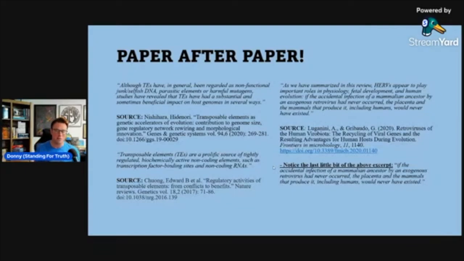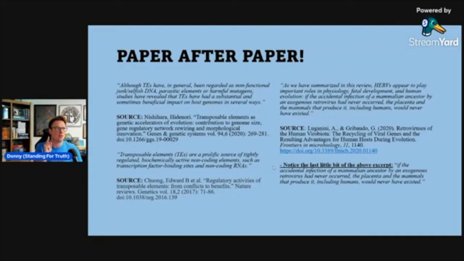Look, paper after paper. I'm going to go over a couple of these and then wind it down. I think I'm coming up on the hour mark. So although TEs, when you see TE, that stands for transposable element, in general, been regarded as non-functional junk. So they admit all throughout the technical literature that, yes, we used to think that these were junk DNA. We used to think that they were junk, but now we understand they're functional. But yet you still have some of these evolutionists in the YouTube world trying to say that these were expected. We never assumed that they were junk. Their own literature refutes them.